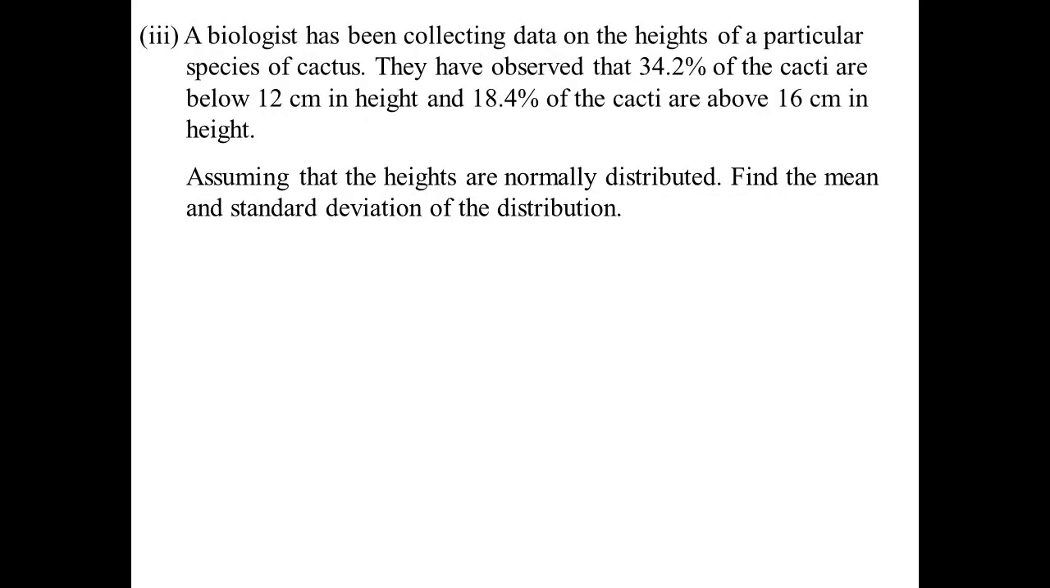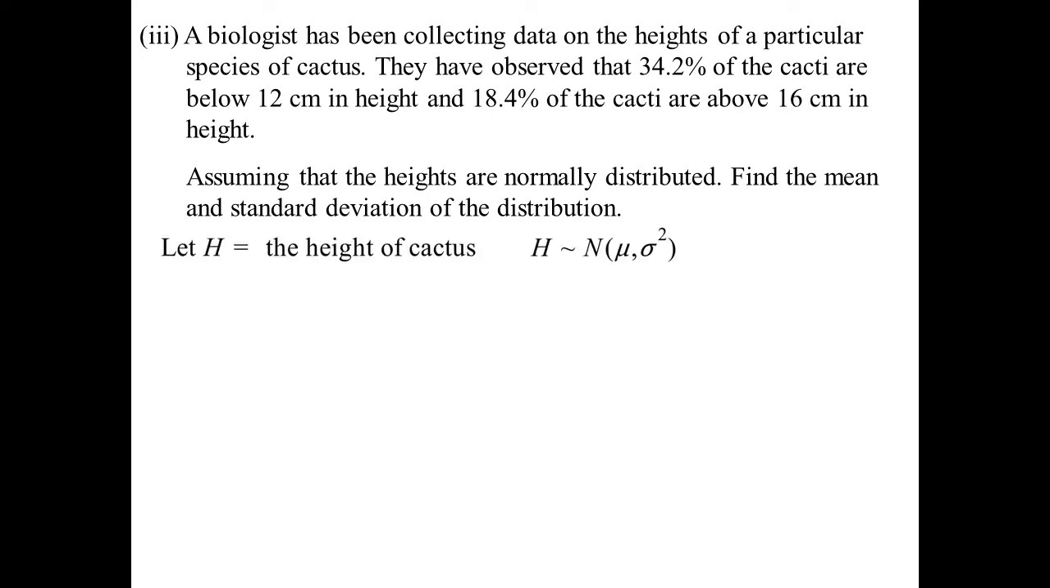Biologists collecting data, they like to do those sorts of things, biologists. They collect data on all sorts of weird things. And this one's going to be heights of a particular species of cactus. Very useful information. They've observed that 34.2% of the cacti are below 12 centimetres in height, but 18.4% of the cacti are above 16 centimetres in height. Now, assuming the heights are normally distributed, what's the average and the deviation of our cacti? So H is going to be the height of cactus.